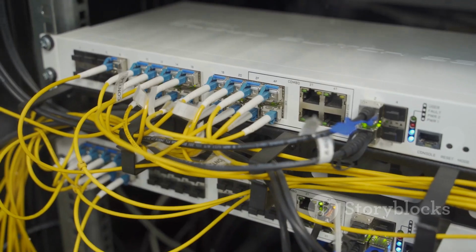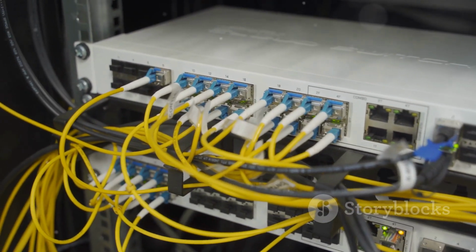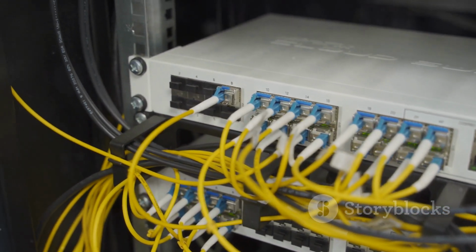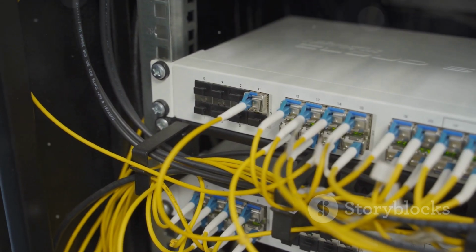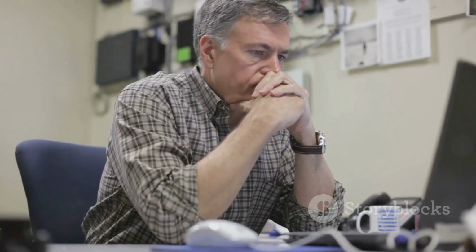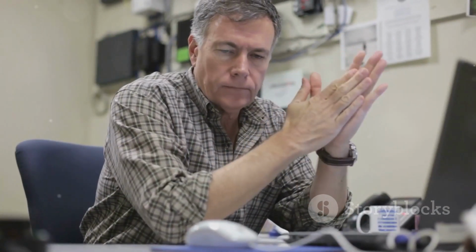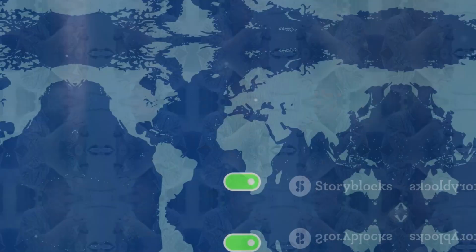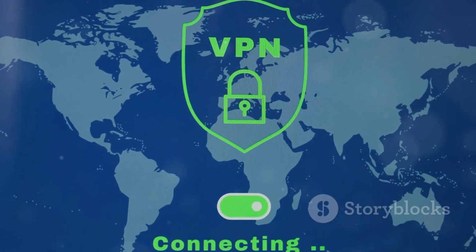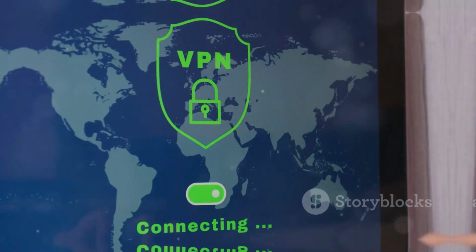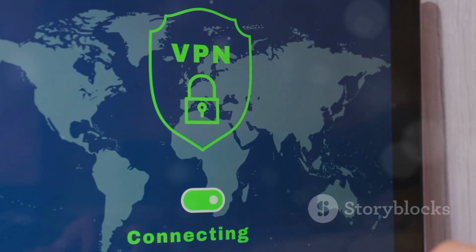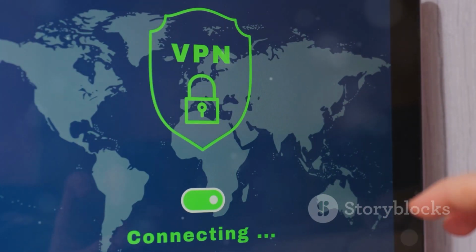A. Monitor network traffic, upgrade hardware, implement quality of service, reduce network congestion, and ensure proper network segmentation. Question 36. Describe how to configure a VPN connection for remote access. A. Set up a VPN server, configure VPN clients with the necessary credentials and settings, ensure proper encryption, and test the connection for stability and security.